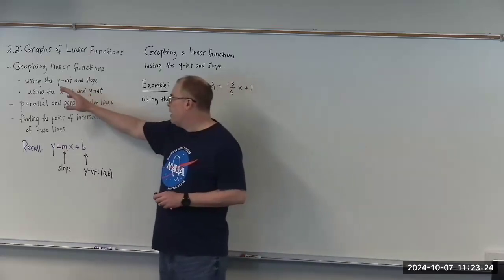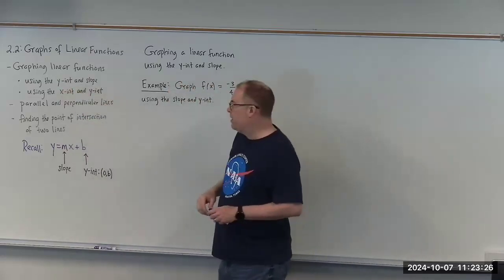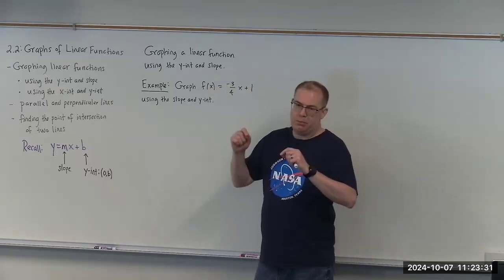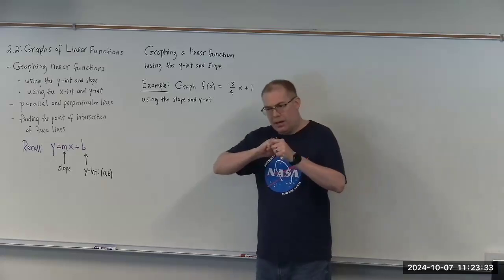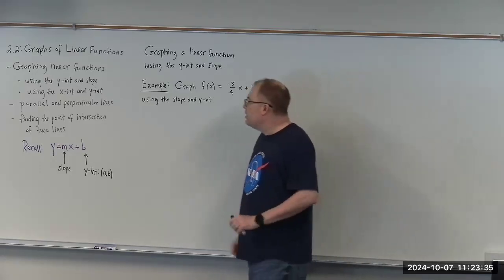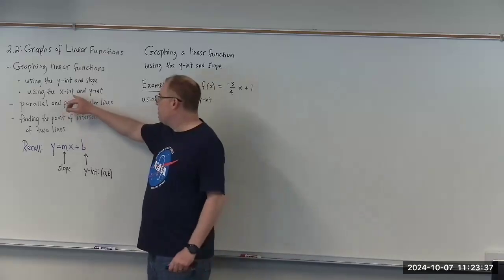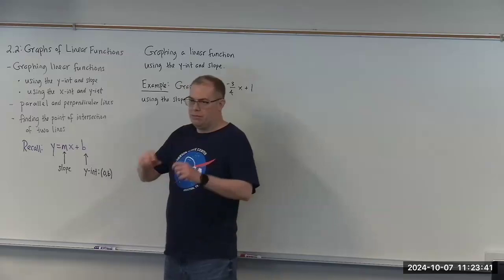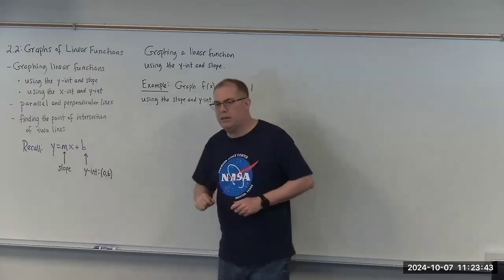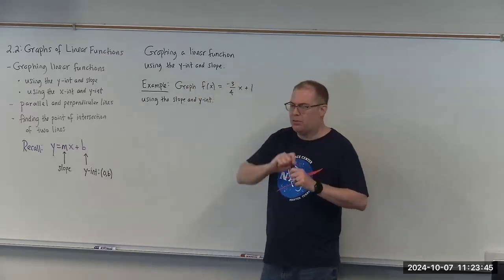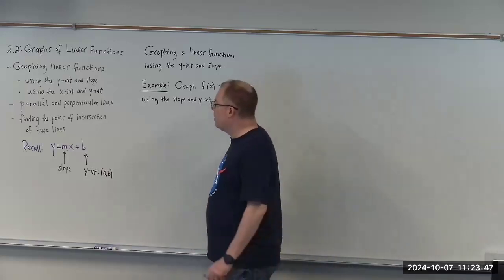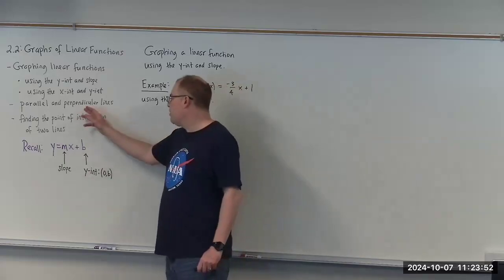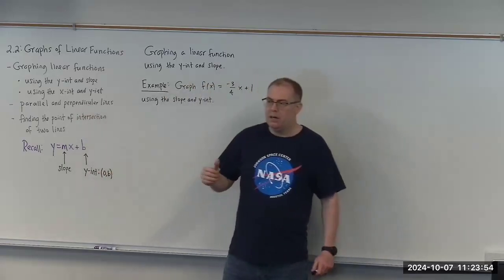The idea is that we can easily recognize what the y-intercept is, and then using the slope, we can attain the second point, and then from there, we can draw a line through those two points. Then the second way is using just the x and y-intercept. So you have two points, and then once we plot those, you can just draw a line through those two points.